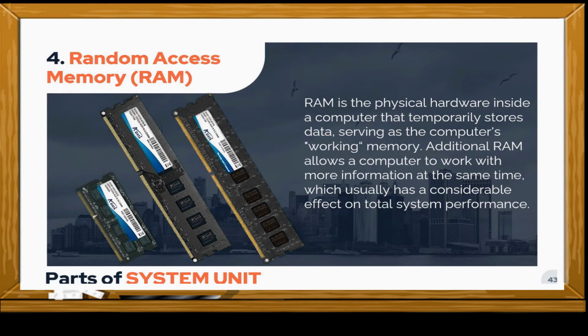Next part is the Random Access Memory, or the RAM. RAM is the physical hardware inside a computer that temporarily stores data, serving as the computer's working memory. Additional RAM allows a computer to work with more information at the same time, which usually has considerable effect on total system performance. The higher your RAM, the more speed you get.